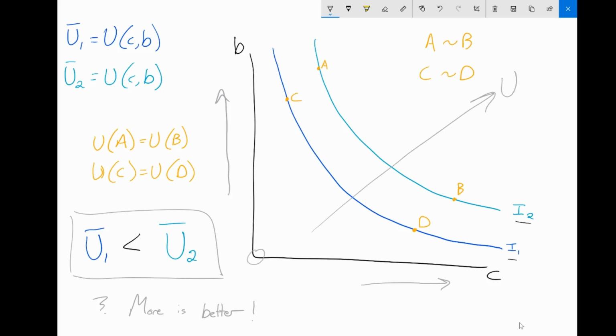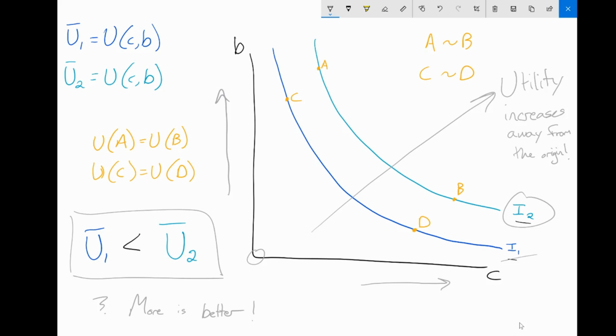All right? So utility increases as you move away from the origin. All right. So we know you get more utility from I2 than you do from I1. Okay, so there we go. We've got that. Now let's press on it a little bit more.